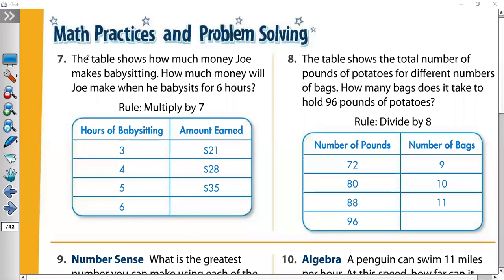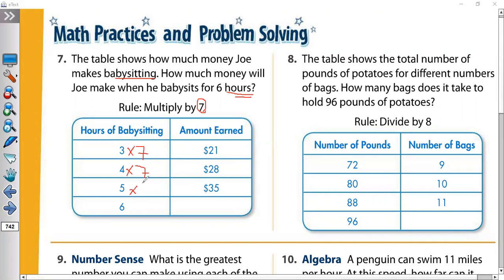Number 7. The table shows how much money Joe makes babysitting. How much money will Joe make when he babysits for 6 hours? Our rule is multiply by 7. So each time we are going to multiply by 7. 3 times 7 is $21. 4 times 7 is $28.